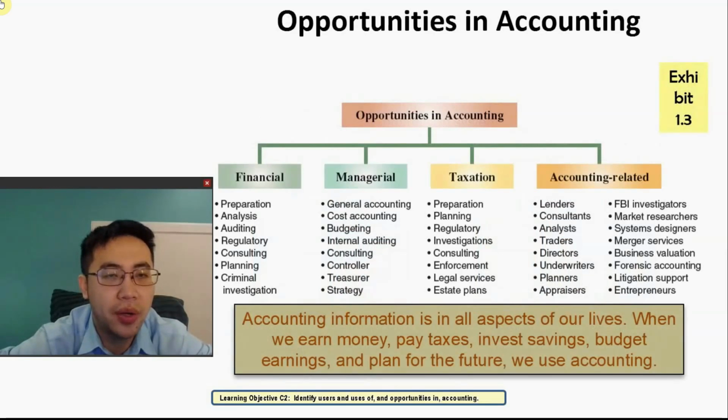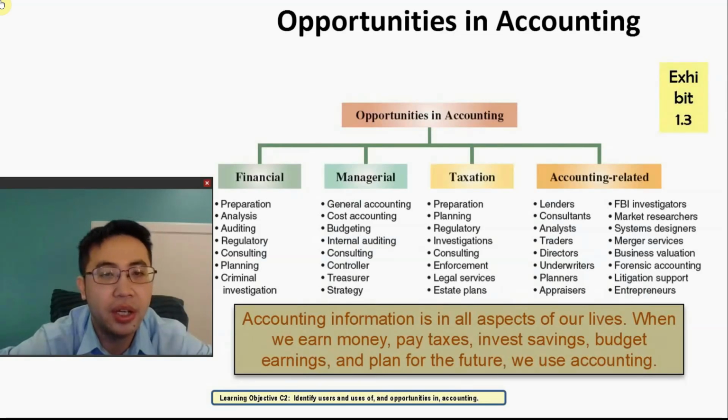And there's also the regulatory side, like the Securities and Exchange Commission, or SEC, which is a U.S. government agency, and they check the company financials on a regular basis. And there are also consulting jobs, planning jobs, and also criminal investigation jobs.